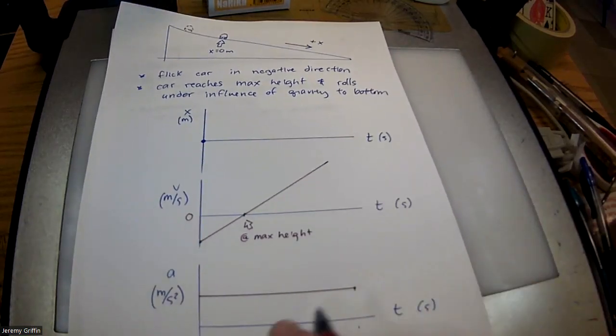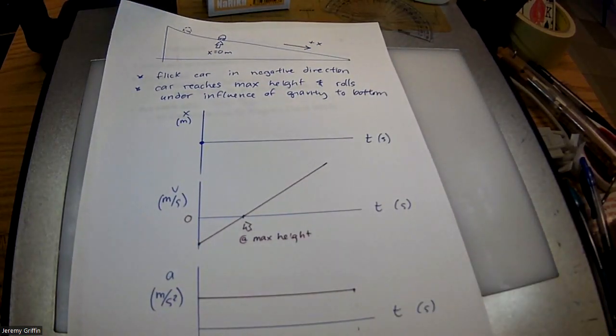If you only focus on A versus T, would you ever even know when the car turned around? No, you wouldn't even know when it turned around. It's always accelerating, once it's left your finger flick.